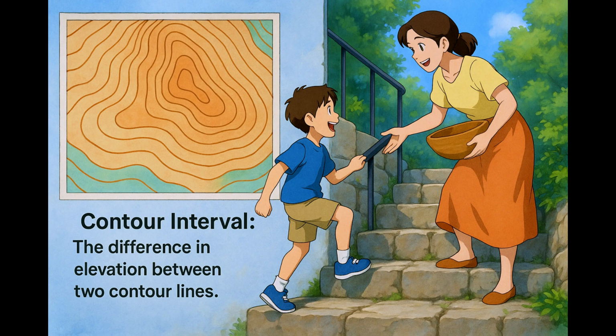Imagine you're climbing a staircase where each step is a different height, making it tricky to walk up smoothly. This situation is similar to reading a topographic map, where the contour interval represents the difference in elevation between two contour lines, much like the varying heights of each step. Just as each step height tells you how much you need to lift your foot to reach the next level, the contour interval tells you how much elevation changes between lines on a map, helping you understand the terrain's slope and steepness.